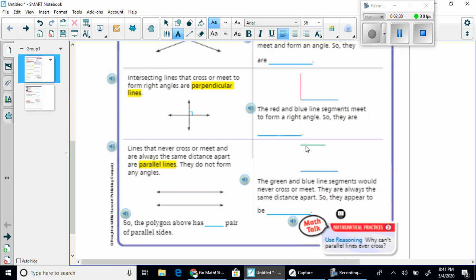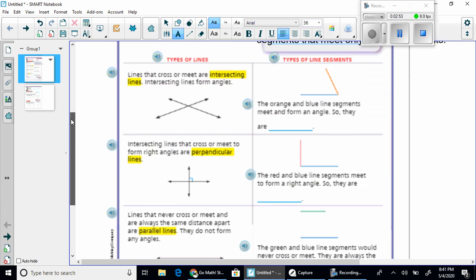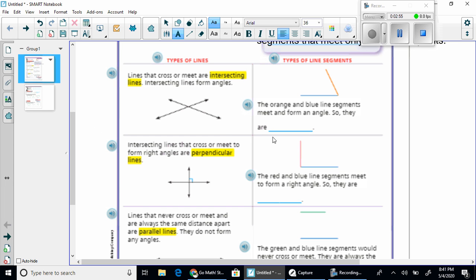And the last one, the blue and the green, those would be parallel lines. They never cross or meet, and they are always the same distance apart. They do not make or form any angles. These are parallel lines. So if they're not already filled in for you, you can go back and write each one. So intersecting, perpendicular, and parallel.